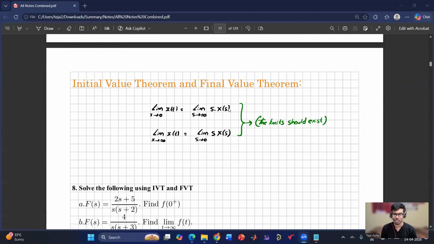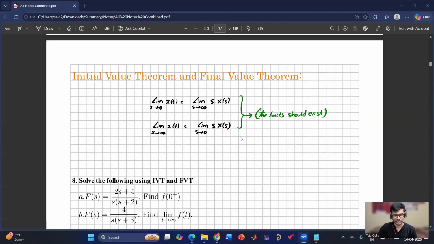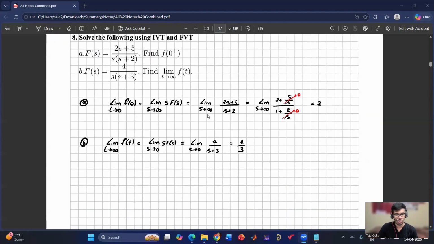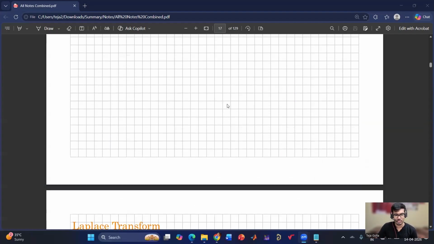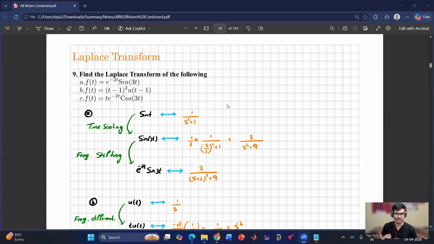And this will be applicable only if the limits exist. If they do not exist, then it is not valid. So we have solved two problems in finding the initial value using the initial value theorem as well as the final value theorem. Then I have given certain problems.